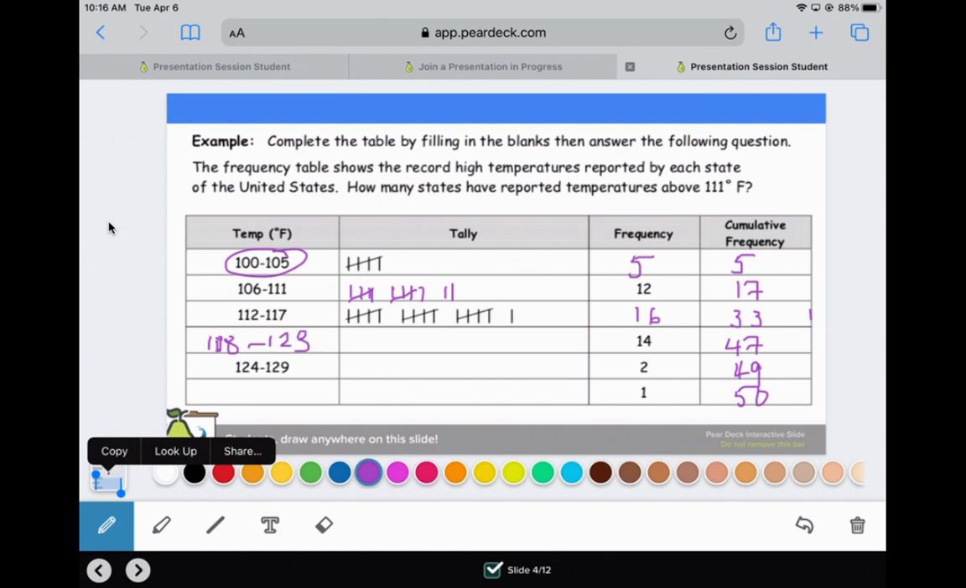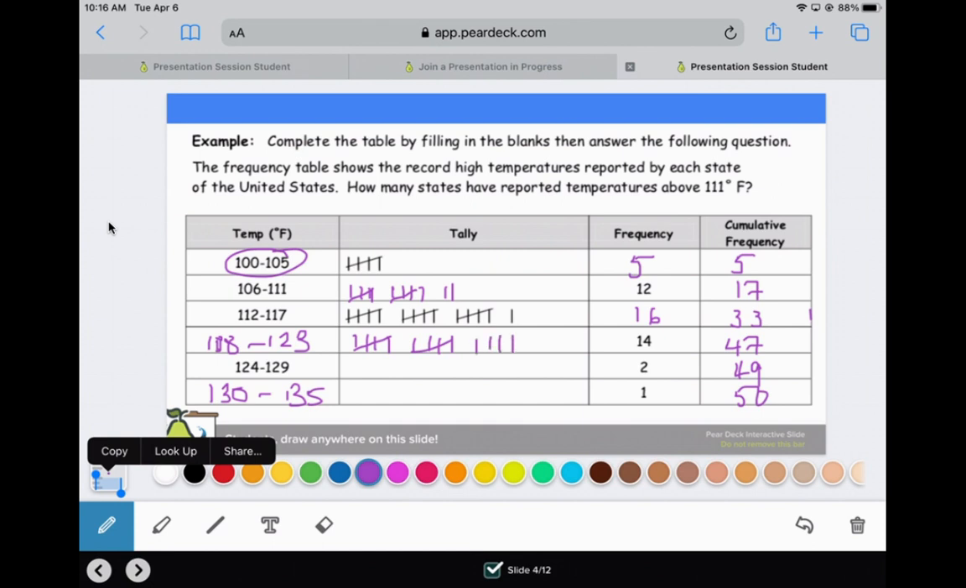Same thing, I can finish up with this one, it's going to be 130, and I know the difference is 5, so this one is 135. I believe I did this already, so I'm going to go over this one a little bit fast. But if you need me to slow down, let me know.